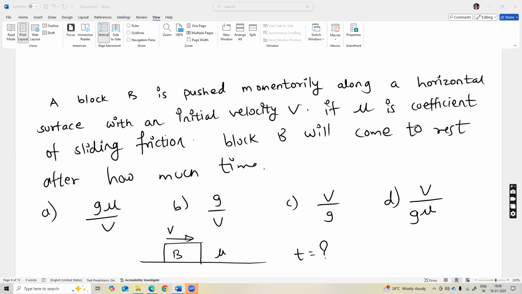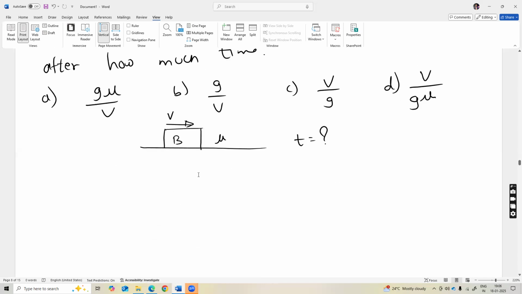Option D. Okay, so we'll just see. You can simply apply it. Object is B. Weight is acting downward, mg. Normal reaction acting upward, mg. So the frictional force acting is mu mg. So acceleration is basically mu mg by m, so it is mu g in the opposite direction.